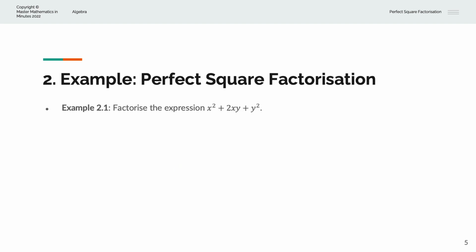In the first example, we're asked to factorize the expression x squared plus 2xy plus y squared. Notice that this is in the form of a squared plus 2ab plus b squared, with a being equal to x and b being equal to y. So we saw earlier that we can factorize this to be (a plus b) multiplied by (a plus b), or in other words, (x plus y) multiplied by (x plus y).